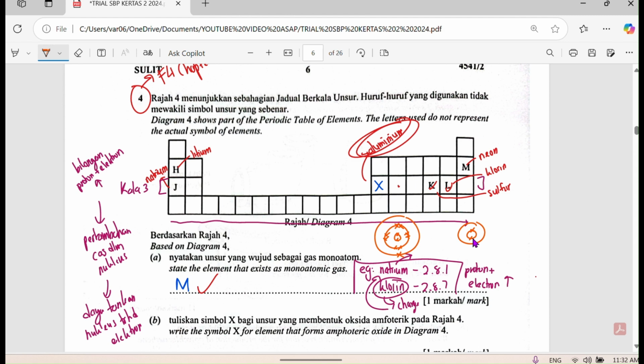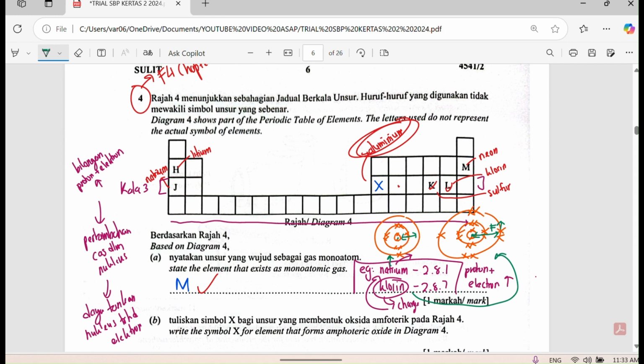Okay. I mean, it's just a sketch, so it's not up to the mark. It's just easier for you to imagine, okay? Right, so this is your natrium and this is your chlorine. Since the nucleus of the atom chlorine is way more charged compared to the natrium's one, the daya tarikan nucleus terhadap electron will be stronger. The force will be stronger compared to this.